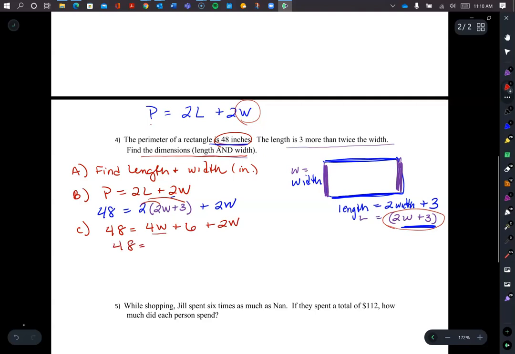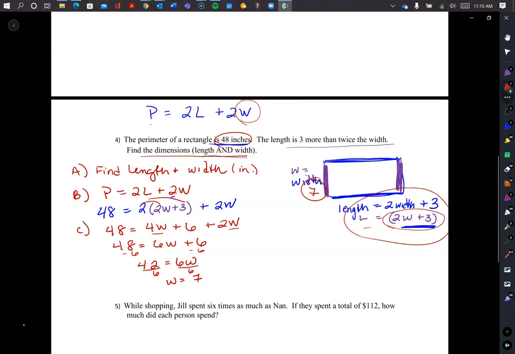48 equals, now I'm going to combine like terms, 6W plus 6. Then I'm going to subtract 6 from both sides. Get 42 equals 6W. Divide both sides by 6. And I get W equals 7. So I know this part is 7. But I still don't know what the length is. So I can look here. Length is 2W plus 3. So length is 2 times W, which W we found is 7, plus 3. Length is 14 plus 3 equals 17.